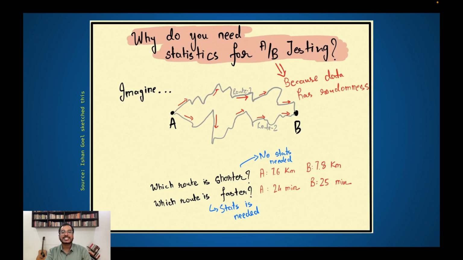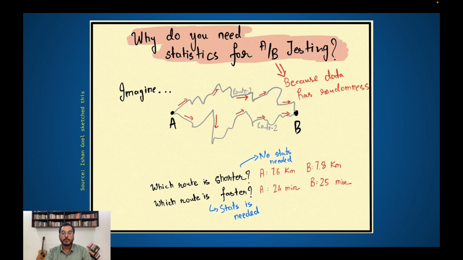In this case, statistics becomes indispensable because you are essentially asking a question about the future: whether this difference of 1 minute between route 1 and route 2 is significant enough. Had this been 20 minutes and 25 minutes, you would have been more sure that route 1 is faster. But now, because this difference is so close, you have to ask yourself if this difference is significant enough to stick in the future or not. That is precisely why statistics is needed in experimentation.